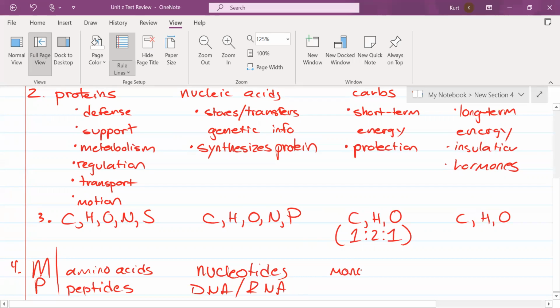Monosaccharides. What are the polymers called? Yeah.